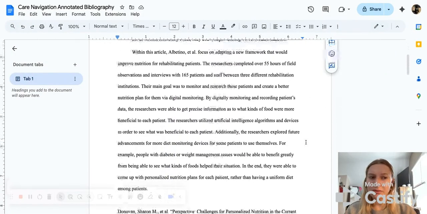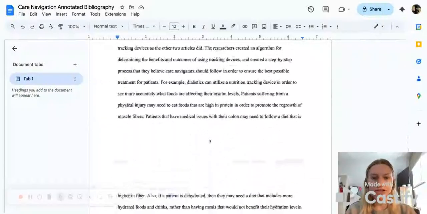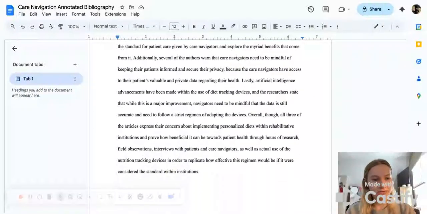Overall, I do think that personally this is something that needs to be implemented more within institutions, because I have never heard about having person-centered diets before. I have heard about the tracking devices, and I think it's great that they're already advancing those so much. But one thing about the diets as I conclude here is you always hear people talking about hospital food and how bad it is, and that's a subjective, opinion-based thing. But I think there's a lot of improvements that can still be made.